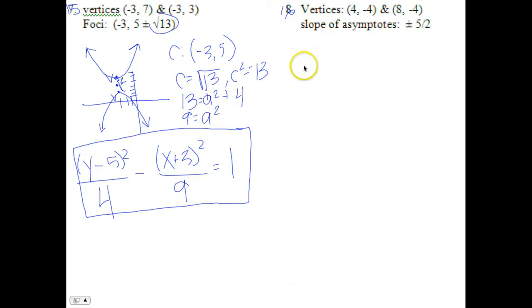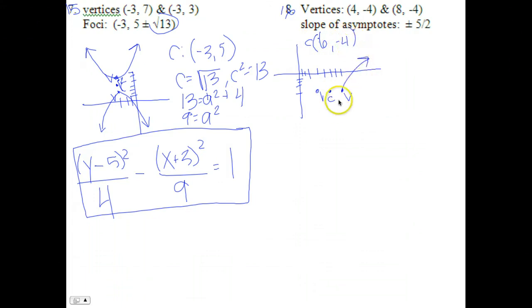All right, the last one is 16. This one we can take a look at together. And 1, 2, 3, 4. 1, 2, 3, 4. Do the vertices, and then we have 8, 4. And once again, that center is going to go smack dab in the middle. And since the vertices are 4 units away from each other, the center will be 2 units away from either of them. So our center we have at 6, negative 4.